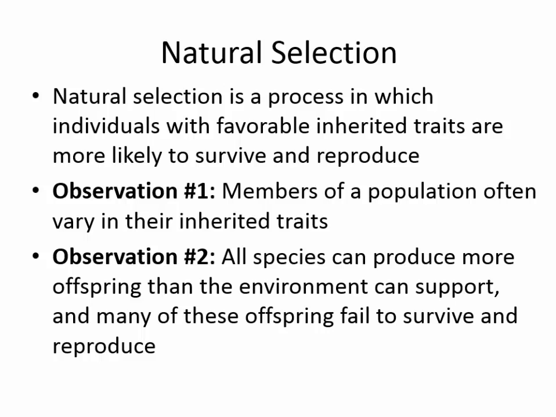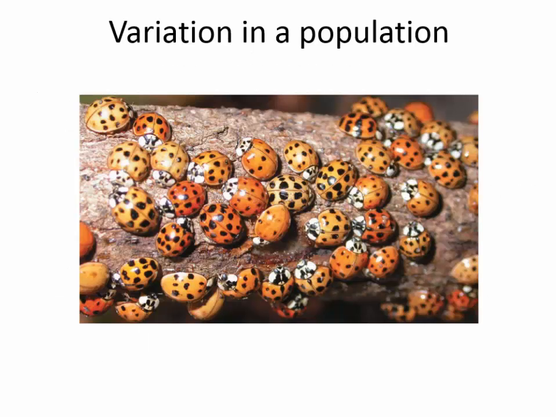Natural selection is a process in which individuals with favorable inherited traits are more likely to survive and reproduce. So, observation number one, this is Darwin's: members of a population often vary in their inherited traits. Observation number two: all species can produce more offspring than the environment can support, and many of these offspring fail to survive and reproduce.